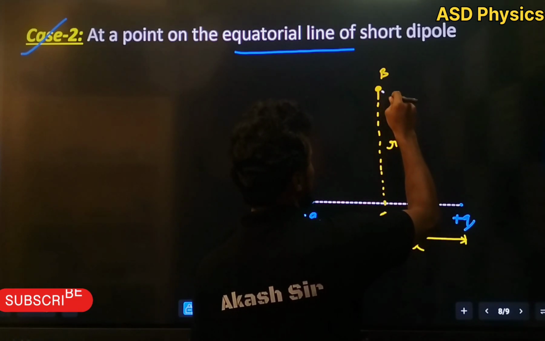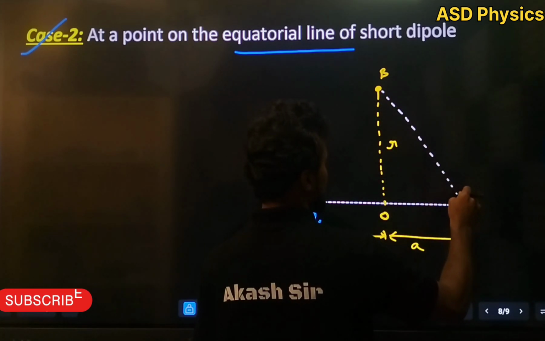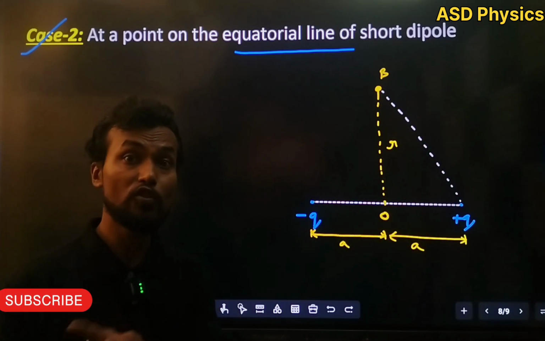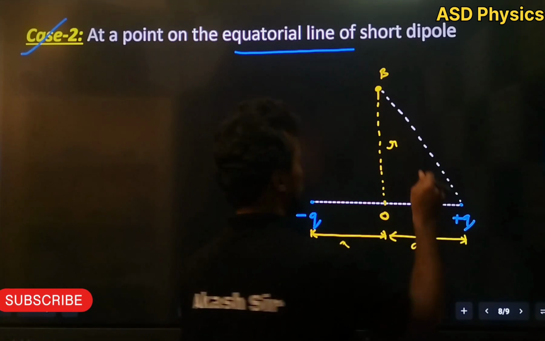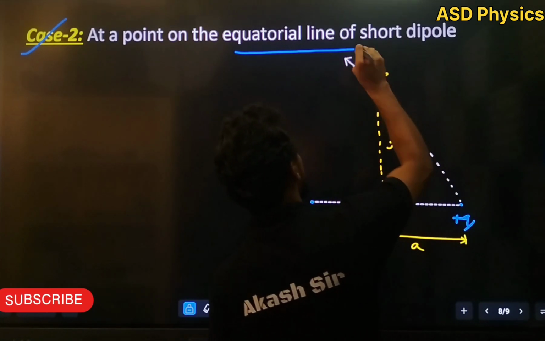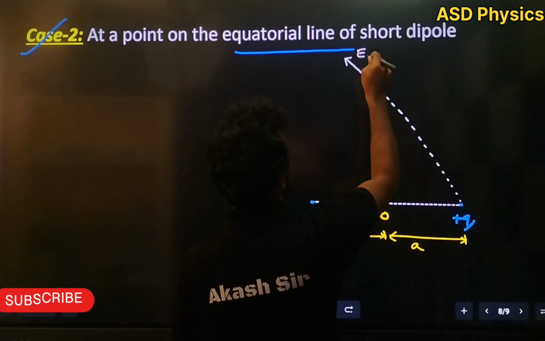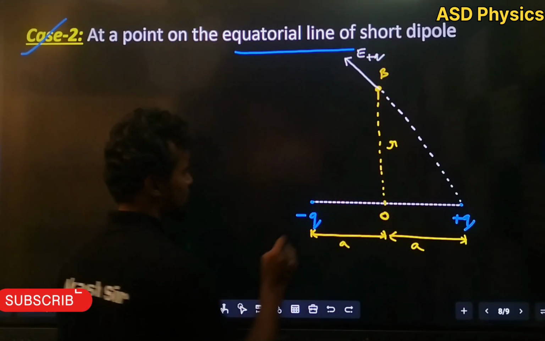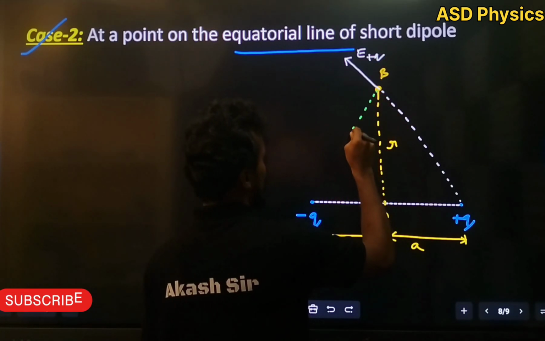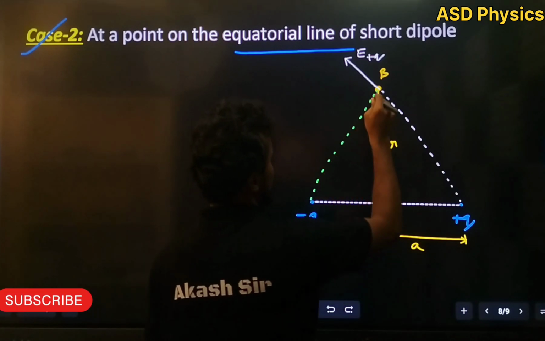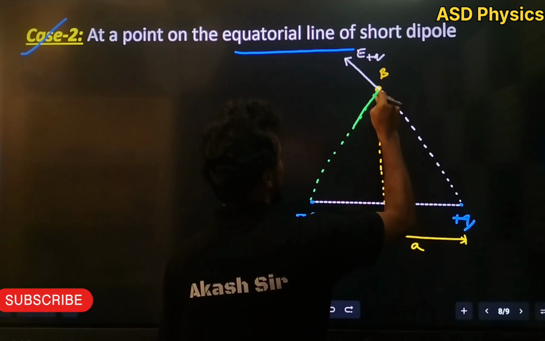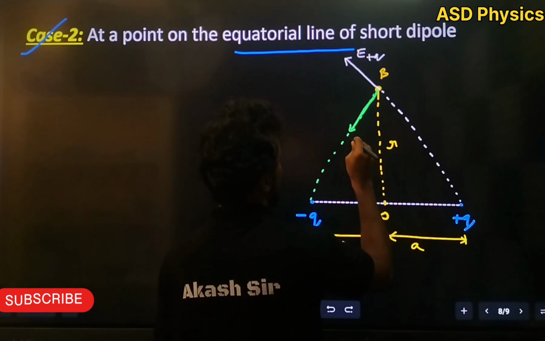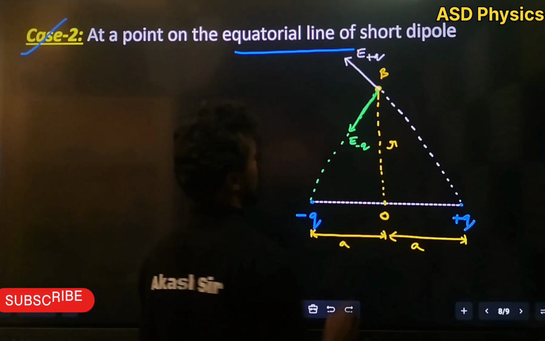So first, due to the plus q charge, the electric field follows the central concept. In which direction is it? This direction here. I will write E plus q. Similarly, due to the minus q charge, draw the dotted line here. Following the central concept, this will be towards the charge. This is E minus q.